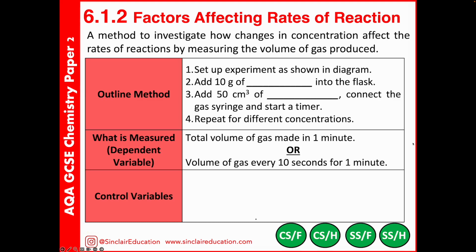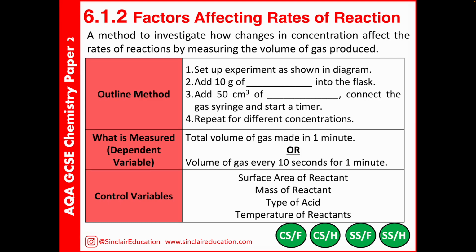For our control variables, there's quite a few things that we can keep the same, but this really needs to be anything about any of the other chemicals whatsoever. So we could control the surface area of the reactants, the mass or volumes of the reactants we're using, the type of acid we're using, and the temperature that this reaction is taking place at.